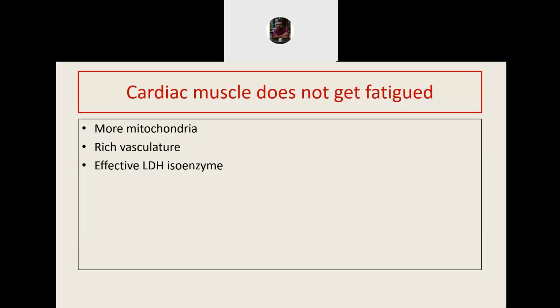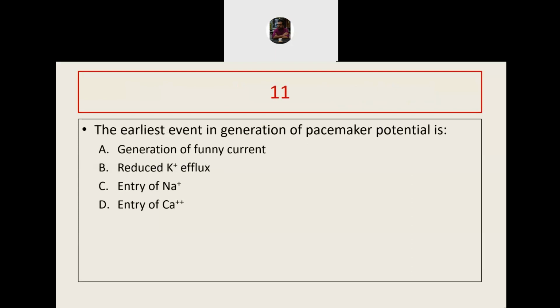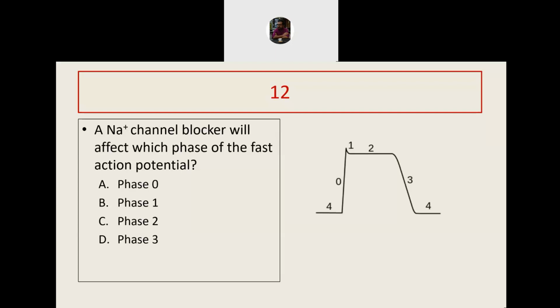Okay. So for your further readings, you can read different books. Before that, let us see if our answers were correct. So what is the earliest event in pacemaker potential generation? Wonderful. It is the reduced potassium efflux or potassium decay. A sodium channel blocker will affect which phase of this action potential? Wonderful. The phase 0.